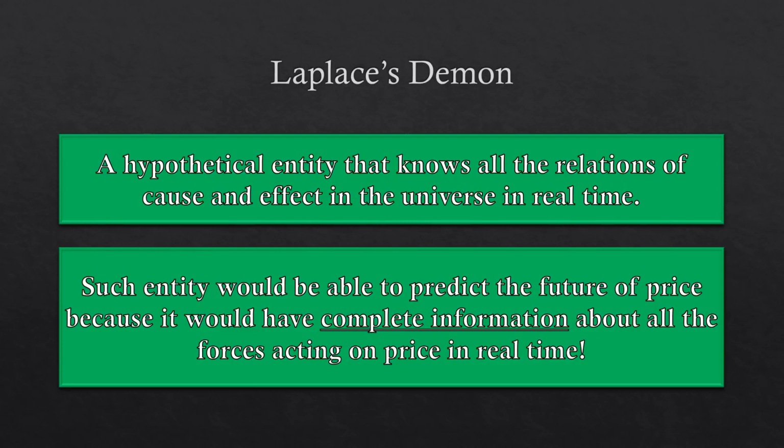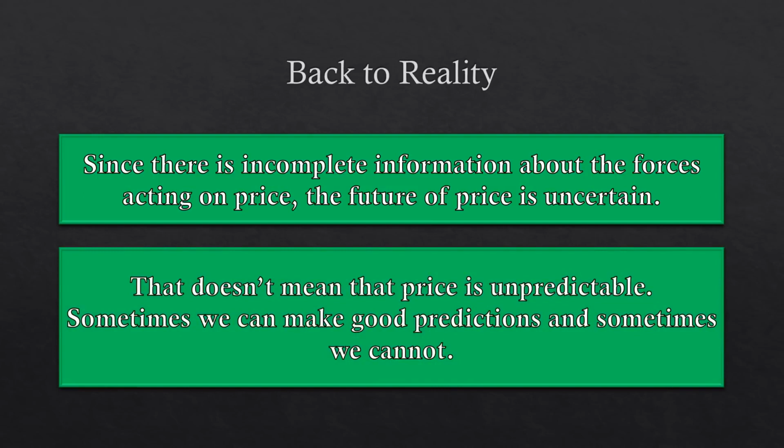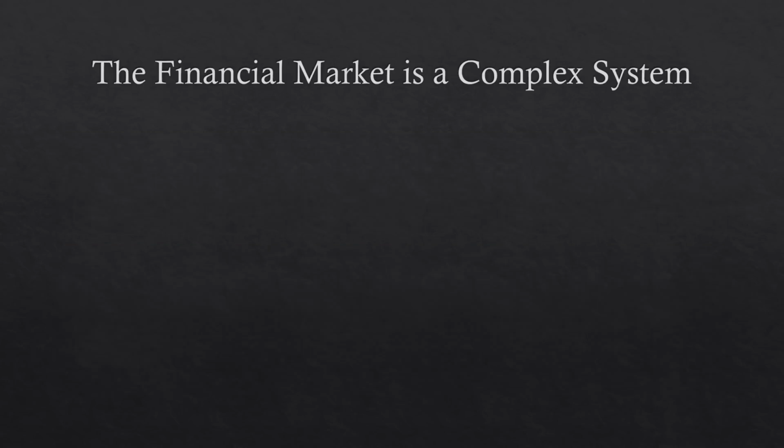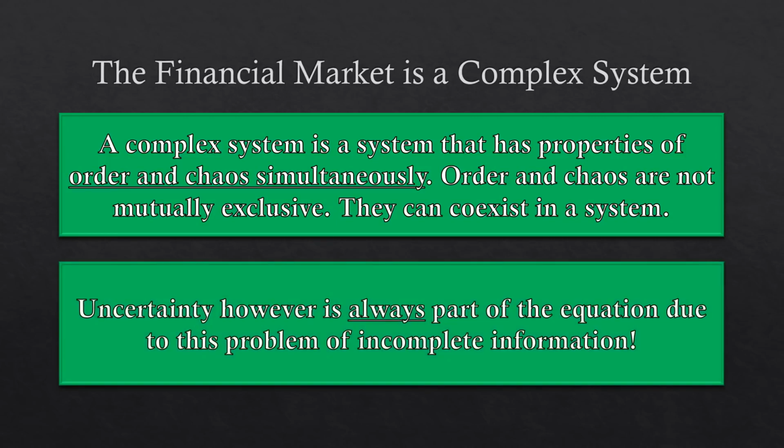However, since there is incomplete information about any financial market, there is uncertainty about the future. That doesn't mean that price is unpredictable. Sometimes we can make good predictions and sometimes we cannot. The financial market can be classified as a complex system, which is a system that has both elements of order and chaos simultaneously. Order and chaos are not mutually exclusive. They can coexist in a system. Uncertainty, however, is always part of the market due to this problem of incomplete information.